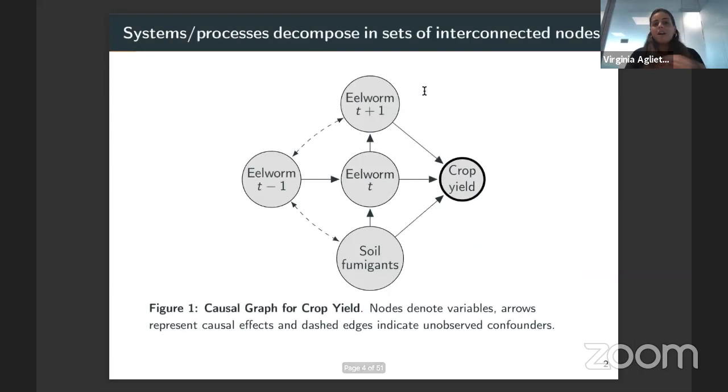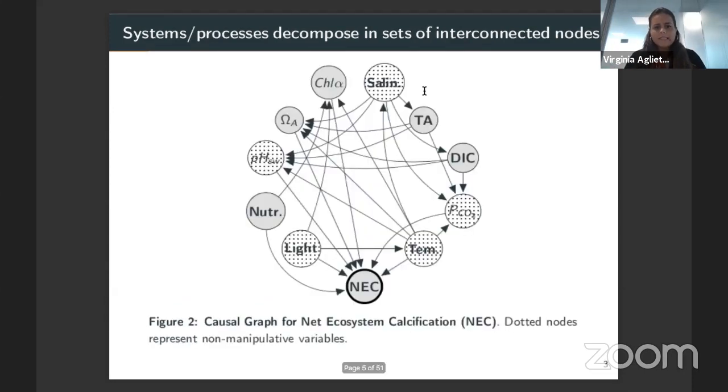Now, there are a lot of possible systems and processes that can be decomposed into a set of interconnected nodes and can be represented by a causal graph. For instance, this causal graph describes the effect of different variables, among which we find soil fumigants and nematode population, and the way they affect crop yield. This other causal graph, which we use in the paper that I will mention later, represents how different environmental variables are affecting the net ecosystem calcification rate.